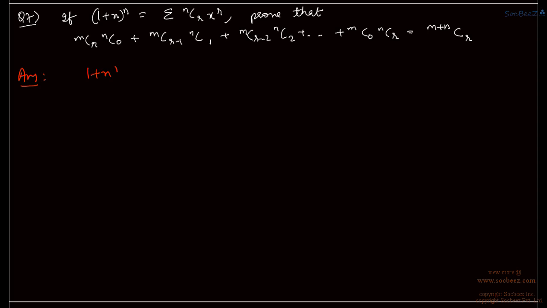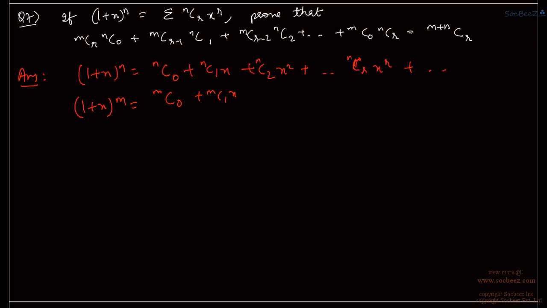So what we do is we first write (1 plus x) to the power n, that is given here, nothing but C0 x to the power 0 plus C1 x plus C2 x squared, like this, so Cr x to the power r. Now we consider (1 plus x) to the power m, and we write that in the same way. I'll just write it here so that you don't get confused. We have mC0, mC1 x, mC2 x squared, mCr x to the power r.